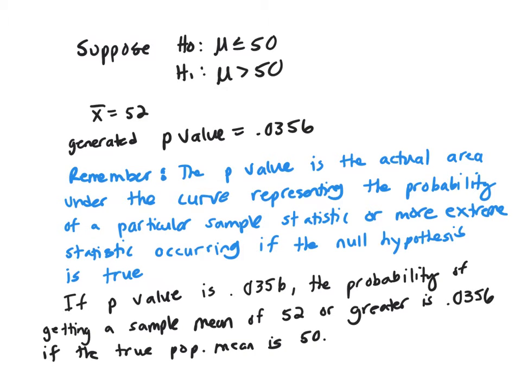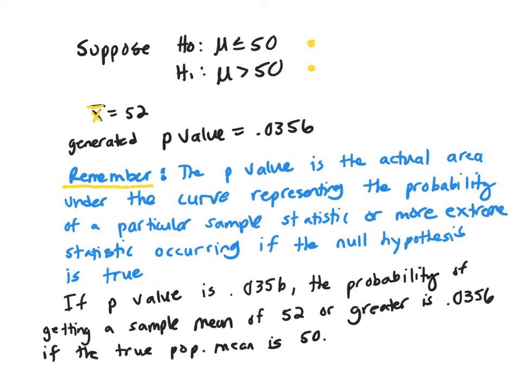All right, let's just make up an example. I've listed my H sub 0: mu is less than or equal to 50. H sub 1: mu is greater than 50. And in this particular problem, the sample mean is 52. All right, and we generate a p-value, and it's 0.0356.